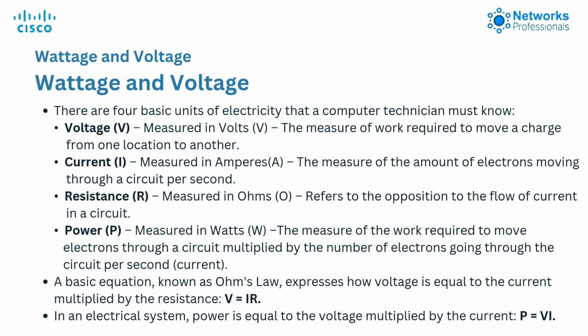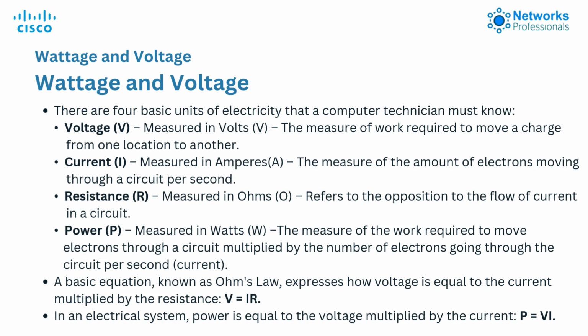Resistance, R, measured in ohms, refers to the opposition to the flow of current in a circuit. Power, P, measured in watts, W, the measure of the work required to move electrons through a circuit multiplied by the number of electrons going through the circuit per second.